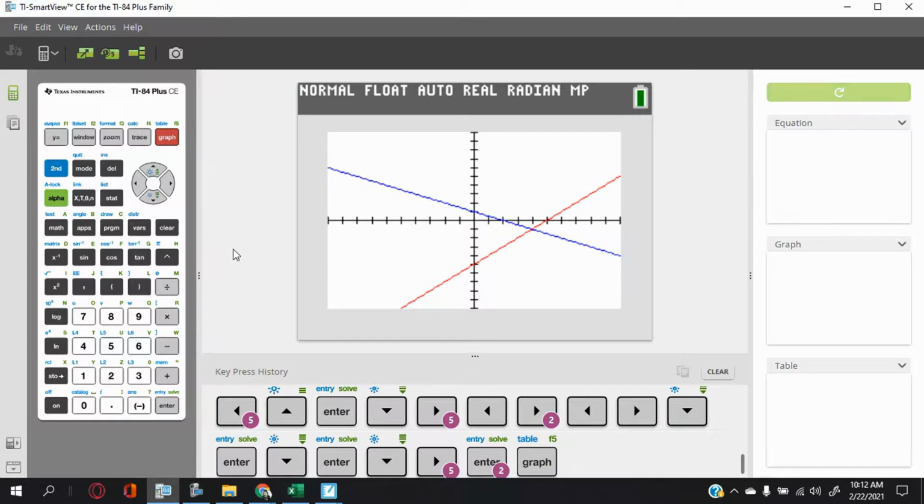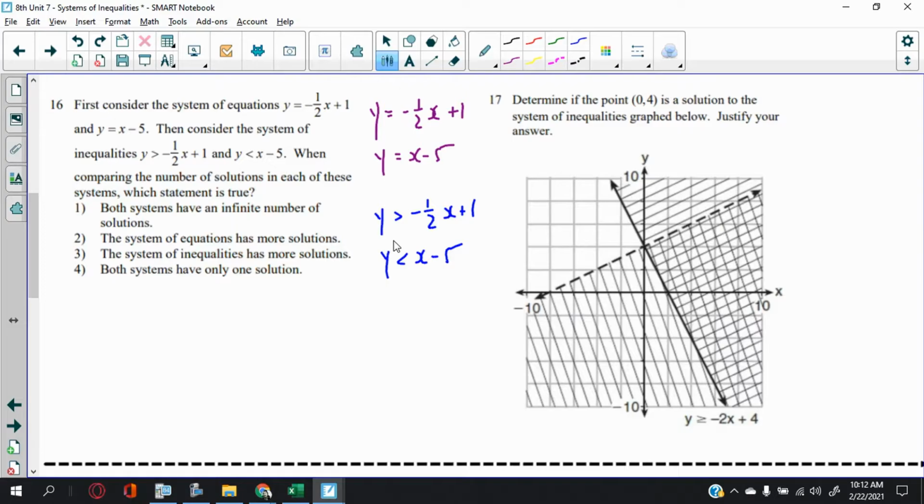Now, the line's a little thin. I totally forgot, but it's okay. All right, so look, there's one solution here, right? So this set has one solution. All right, now let's see what this set brings us.